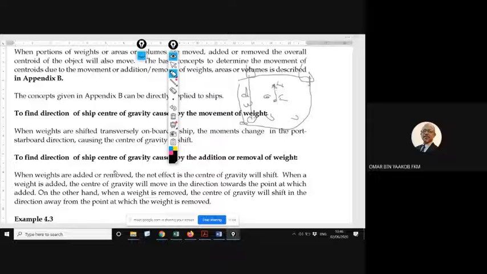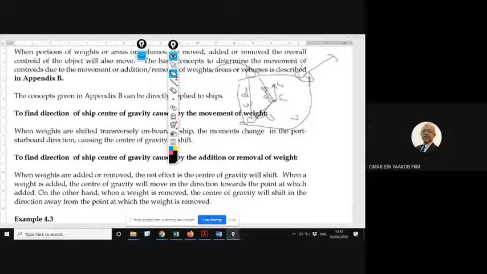So when a weight is removed, for example, you remove this weight here, the center of gravity will shift in the direction away from the point at which the weight is removed. If you add a weight here, and this is the original G, then the center of gravity will move towards the weight. So this will be the new G. That's what this principle is talking about.